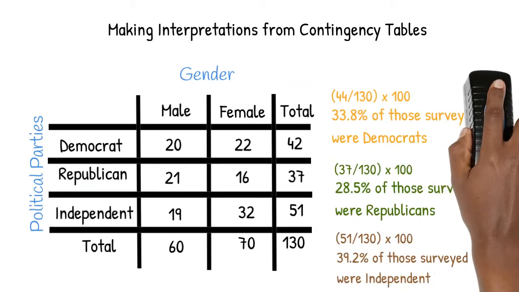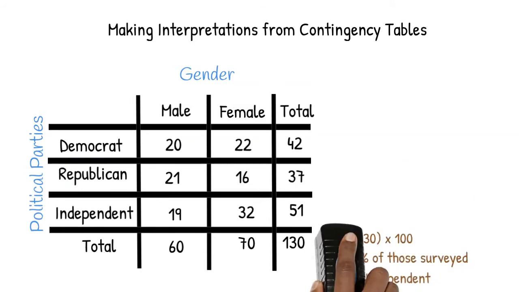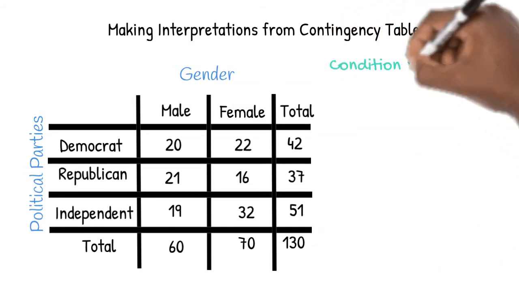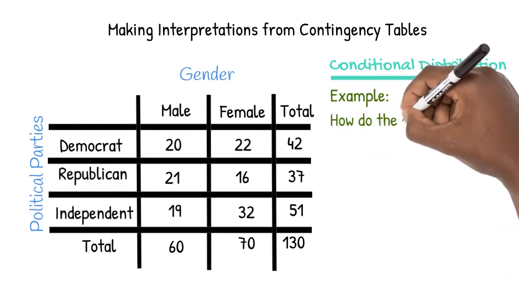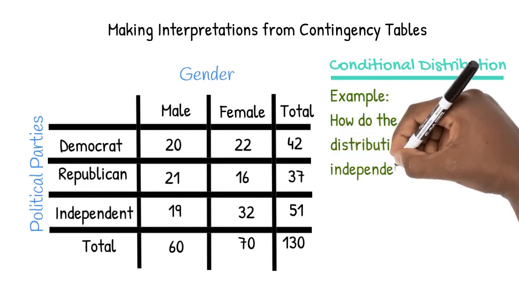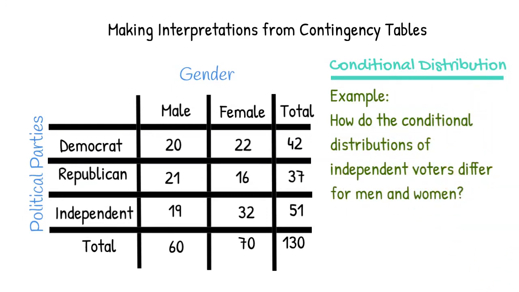We can take this a step further and start to look at conditional distributions. Conditional distribution focuses on a specific category or categories rather than focusing on the whole sample. Let's look at an example to see what I mean. How do the conditional distributions of independent voters differ for men and women?